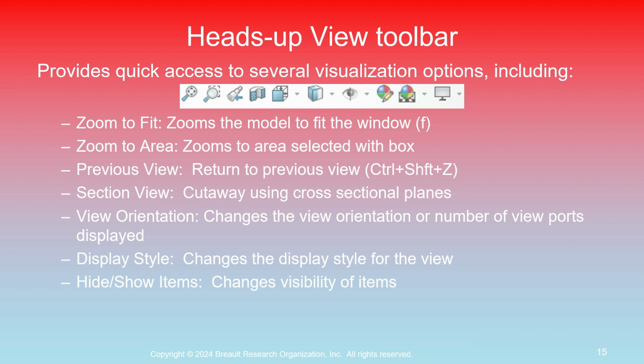The Heads-Up View toolbar will let you adjust how you are viewing your project. The buttons from left to right are Zoom to Fit, which zooms the project to fit the window, Zoom to Area, which zooms to a selected area, Previous View, which returns to the last view, Section View, which lets you cut into your project to get a sectional view, View Orientation, which changes the view to any of the pre-selected default views, Display Style, which changes the visual style of the project without changing the geometric properties, such as having it appear as a wireframe, and Hide Show Items, which lets you hide or show previously hidden items. The other buttons allow you to make various cosmetic changes, such as changing colors, including the background.